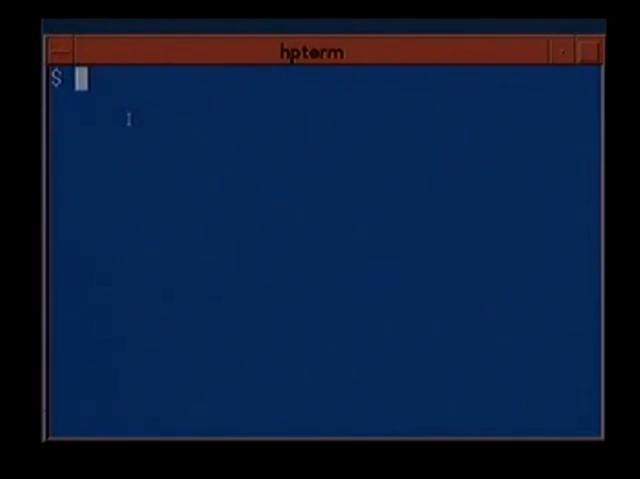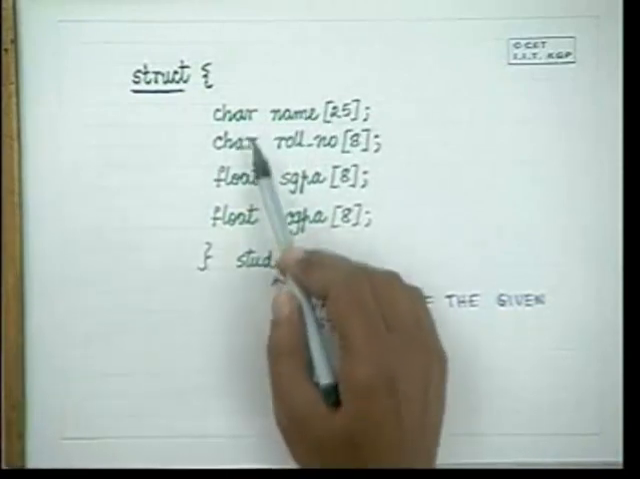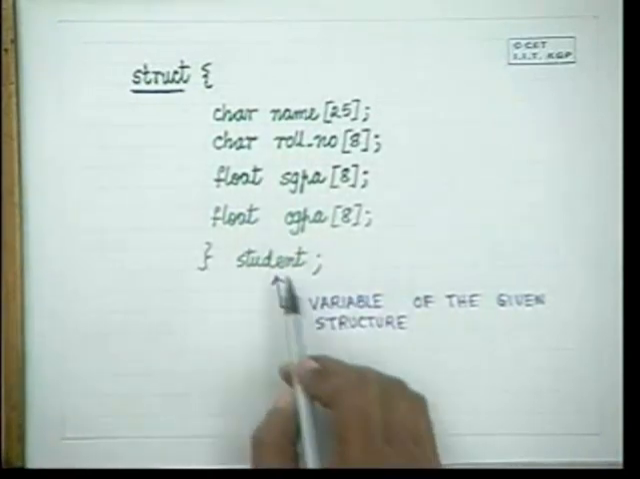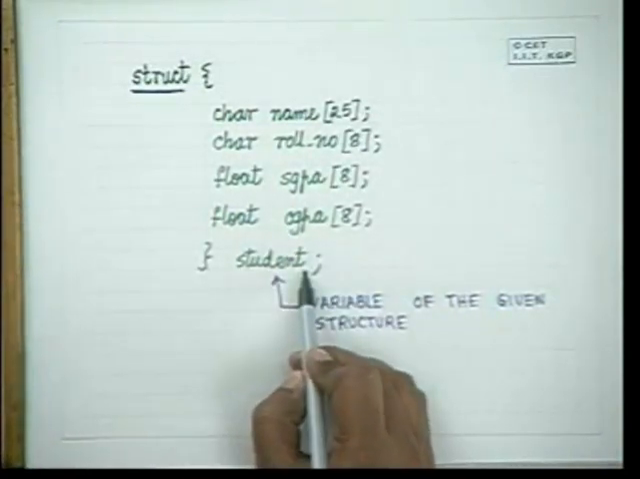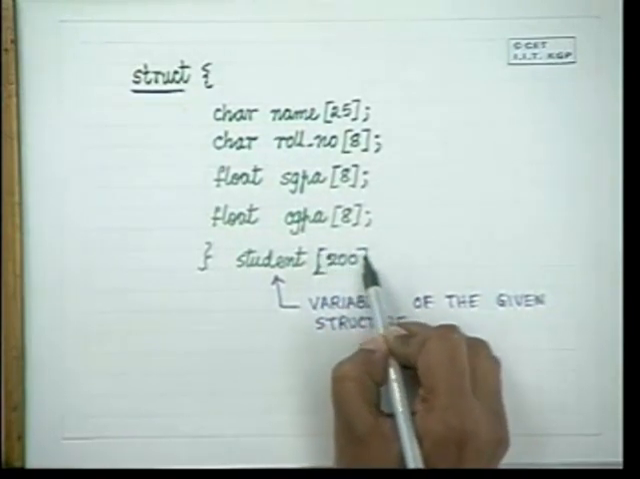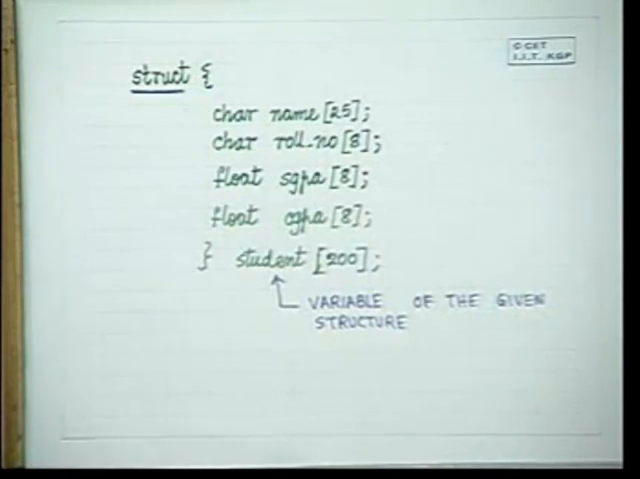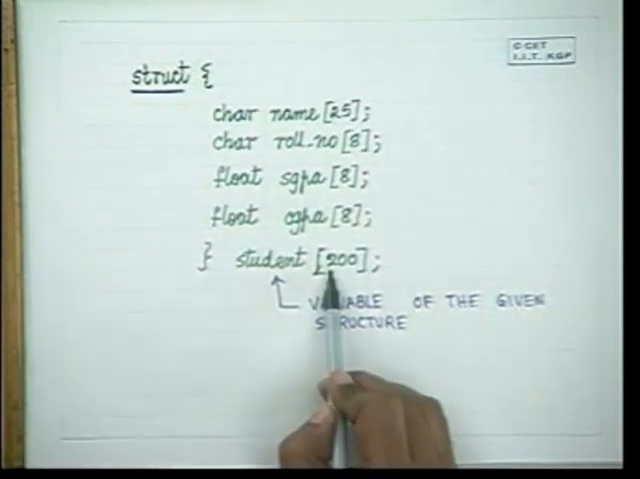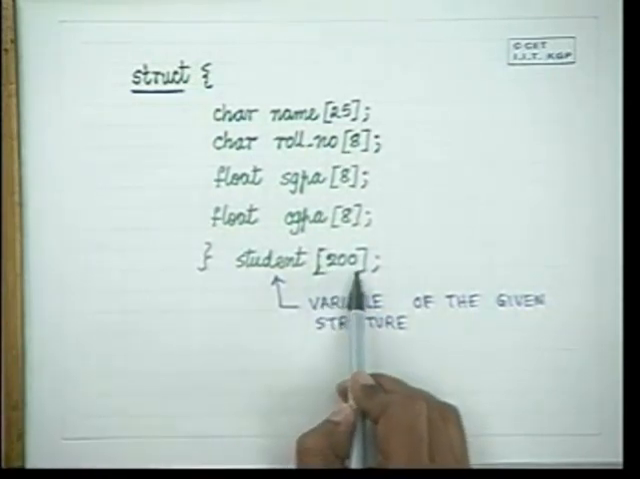But this is not the only way in which we can define a structure. There are other syntactic rules to define a structure. Just before completing that part, suppose we would like to declare an array of students. We could declare this to be an array of 200.